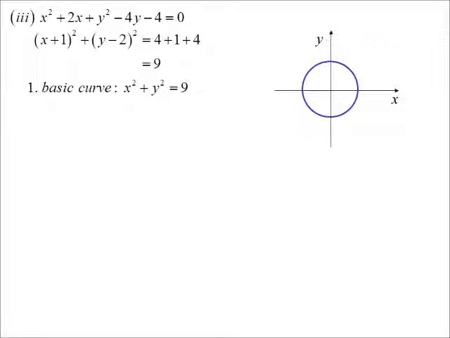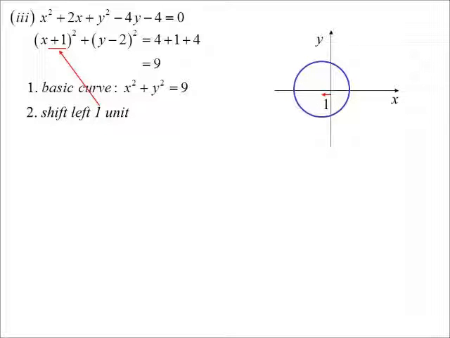Now, a lot of you might look at that straight away, probably maybe even all of you, and you'd recognise it straight away and say, oh, the centre's at minus 1, 2, and the radius is 3. But here's how we think of it using the shifting idea. The basic curve would be x squared plus y squared equals 9. So that's our circle of radius 3. Grouped with the x, so we're shifting it to the left, because minus 1 would make that equal to 0. So I shift my circle to the left.